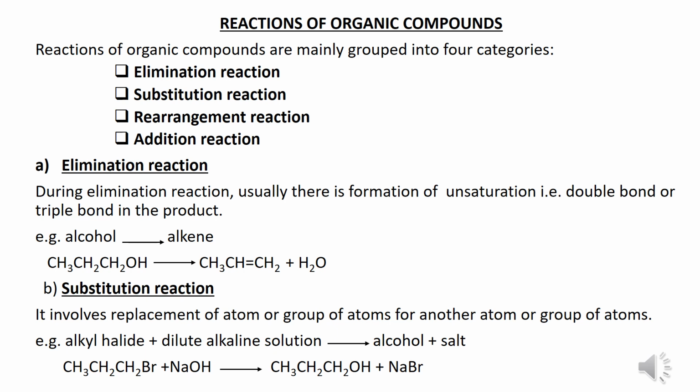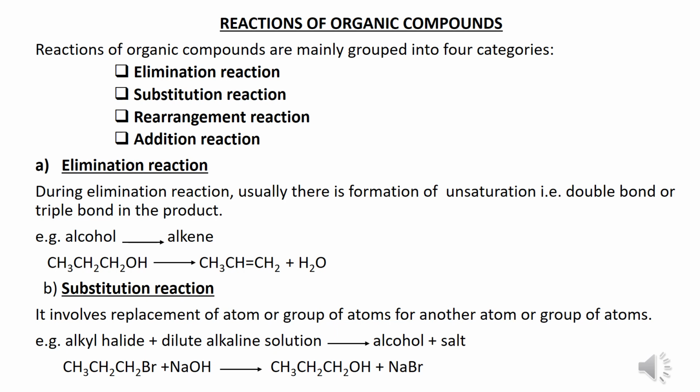With elimination reaction, there is usually formation of unsaturation, meaning a double bond or triple bond, in the product. For example, we have alcohol which is converted to alkene. A basic example is propanol converted to propene plus water. This means there is elimination of water and formation of a double bond in the product.